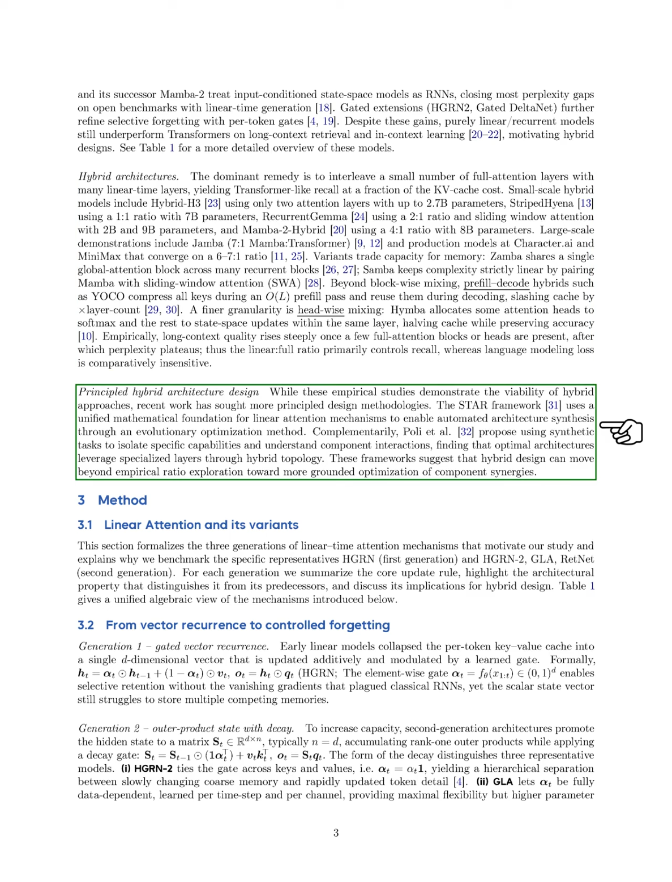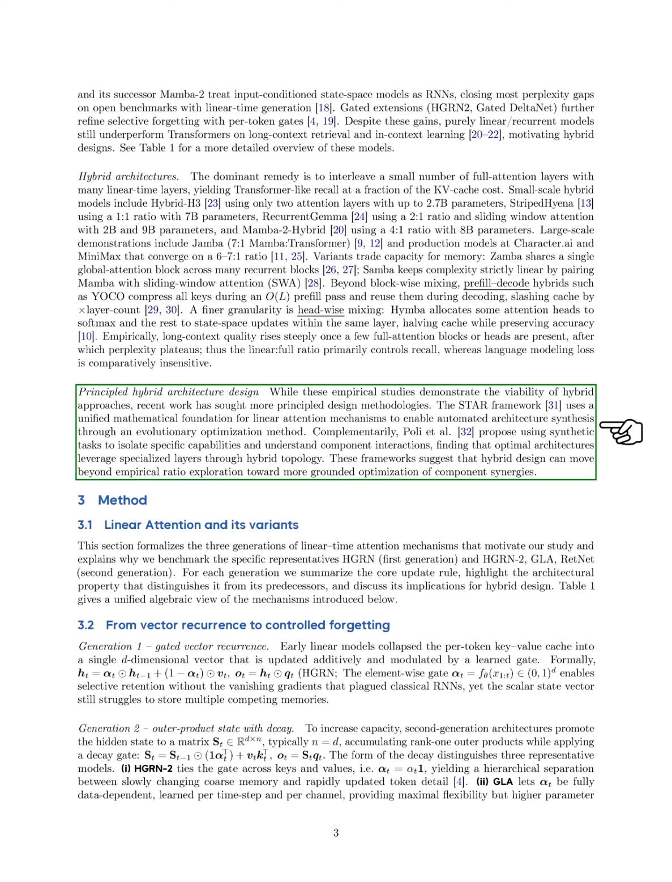The STAR framework provides a unified mathematical basis for linear attention mechanisms, allowing us to automate architecture creation using evolutionary optimization. Additionally, Poley and colleagues suggest using synthetic tasks to pinpoint specific capabilities and understand how components interact, revealing that the best architectures utilize specialized layers through hybrid structures. These frameworks indicate that hybrid design can progress from mere empirical exploration to more informed optimization of component interactions.